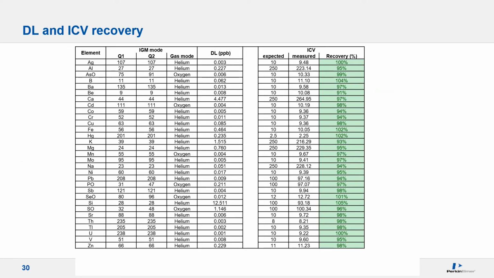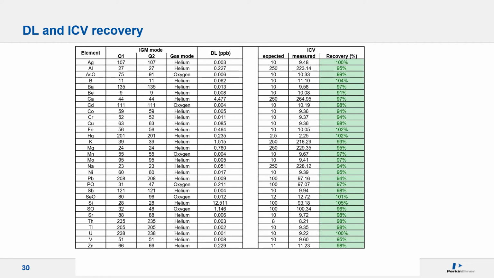The NexION 5000 can be used with multiple different gas modes and ion guide modes, or IGMs. The IGM mode relates to which mass is being filtered on the first and third quadrupole, as well as incorporating which gas is being used for analysis. The more gases that are used during analysis, the more time that will be required for each sample. However, different gases will ensure lower detection limits and superior interference removal.